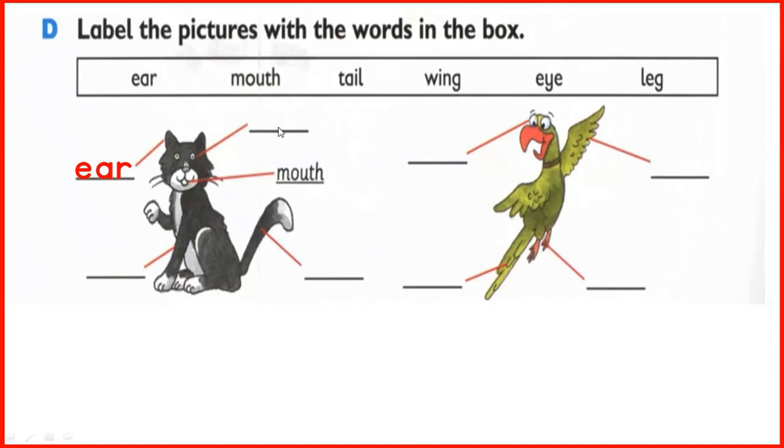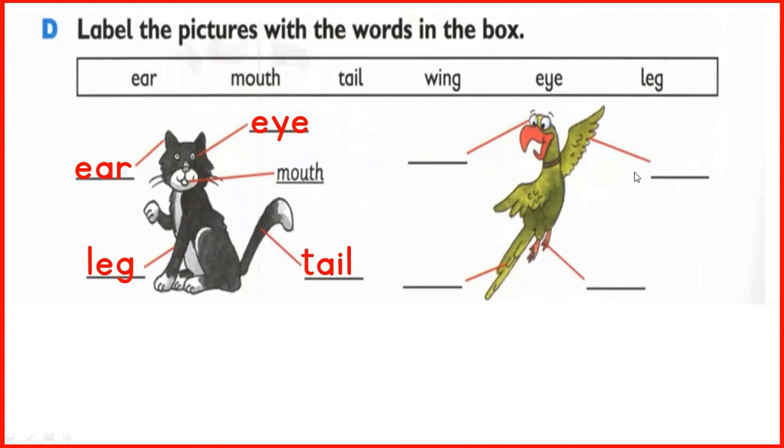Now label this one eye. Yes, eye. Then label here leg. Yes, tail, and then leg. Yes, okay, clear. This is called labeling. Now comes here, this is a parrot. This is an eye. Yes, it is wing. You know, wing.